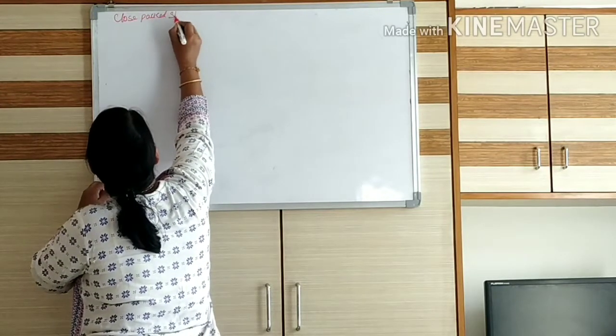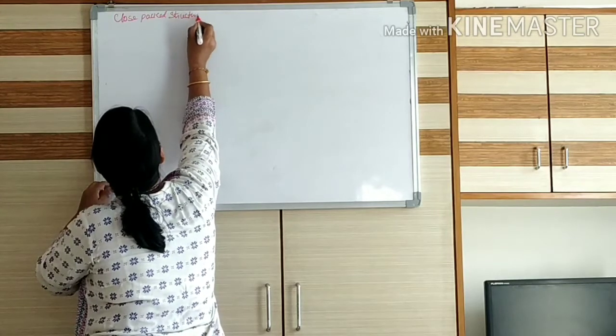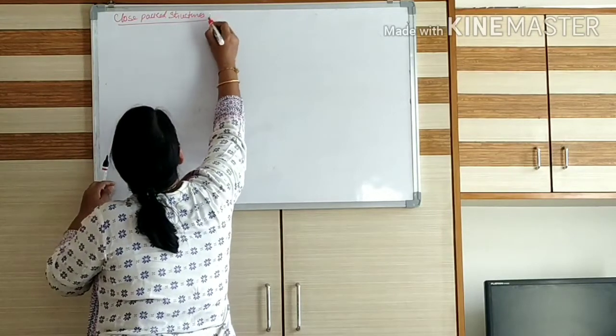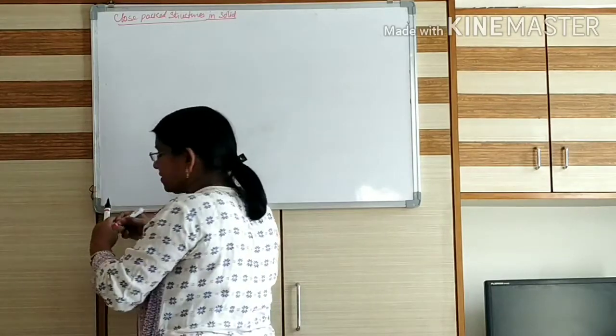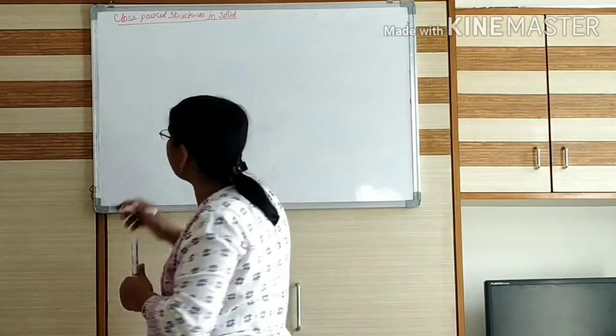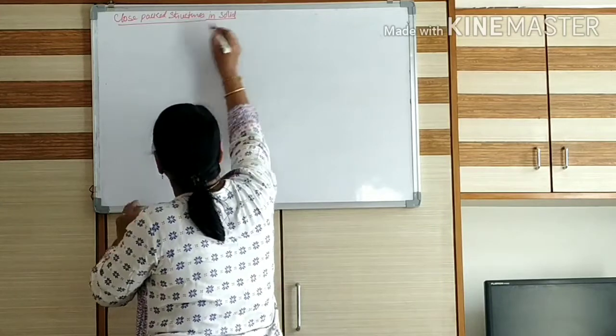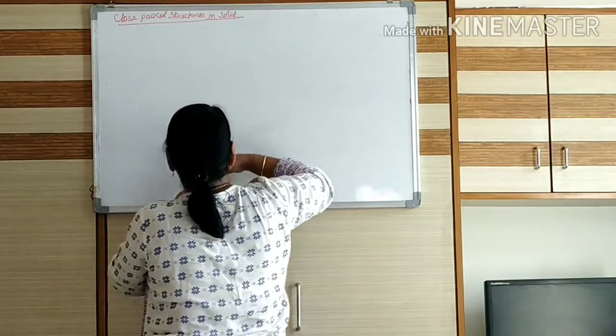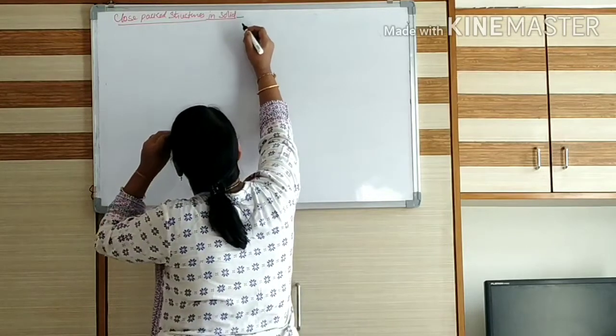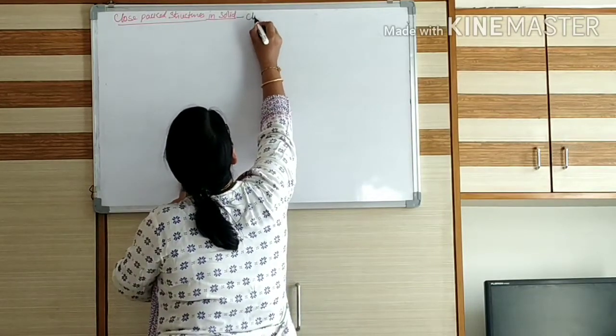Close packed structures in solid. In close packed structures in solid, we are going to study 3 types of packing. That is, the first one is your close packing.